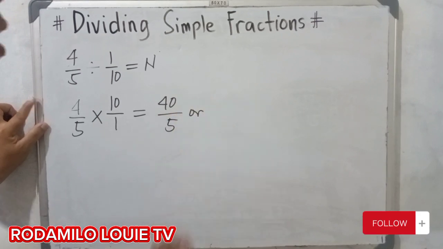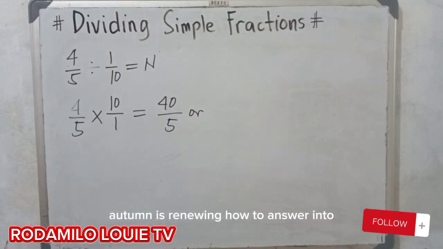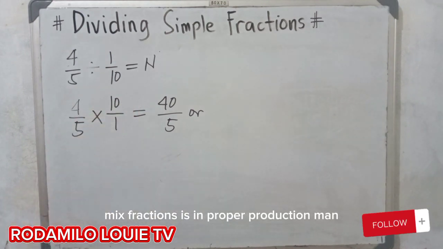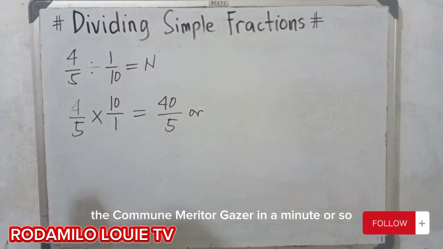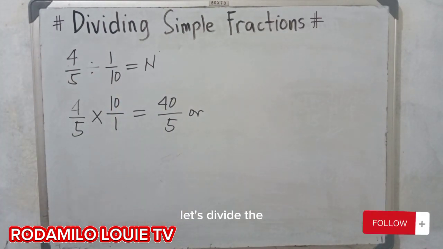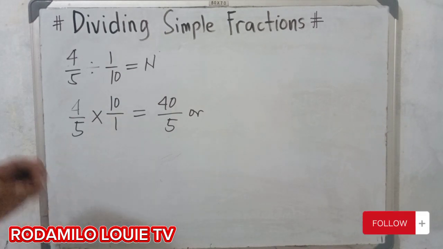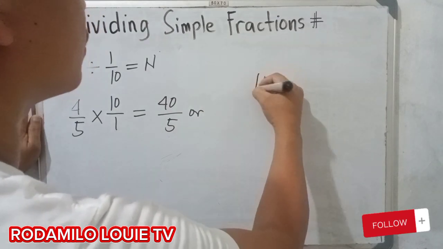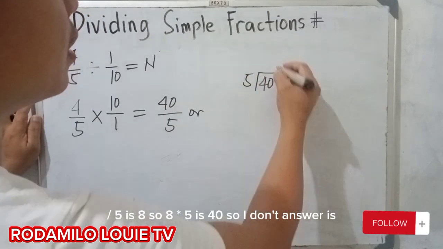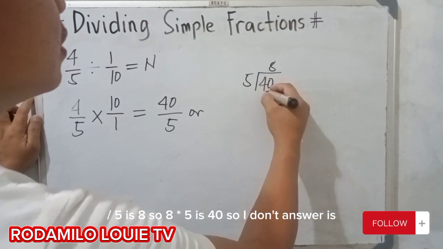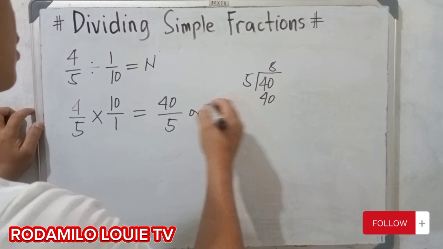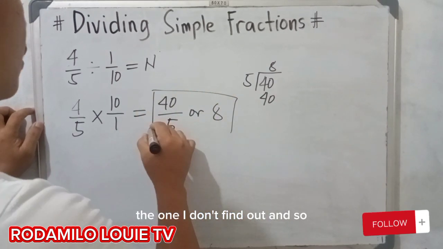Or atong i-rename ang atong answer into mixed fraction since improper fraction man dako ang numerator kaysa denominator. So let's divide the numerator sa iyang denominator. So itong button is itong divide 40 divide 5 is 8. So 8 times 5 is 40. So atong answer is 8. So muna atong final answer.